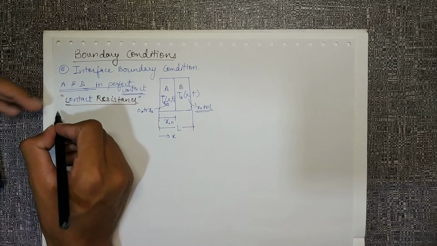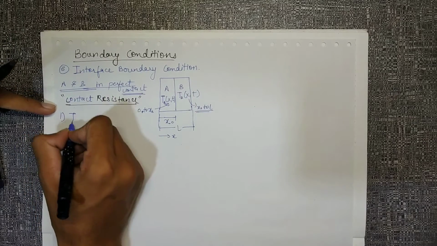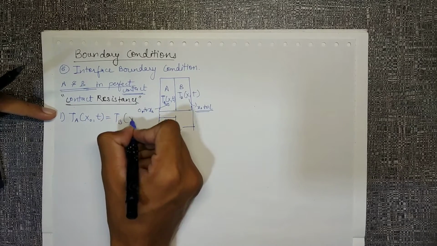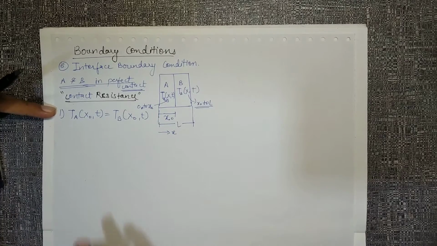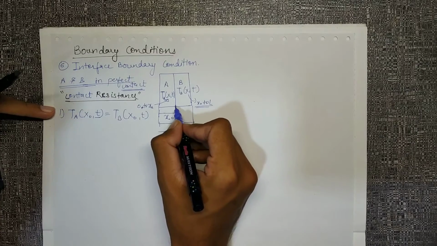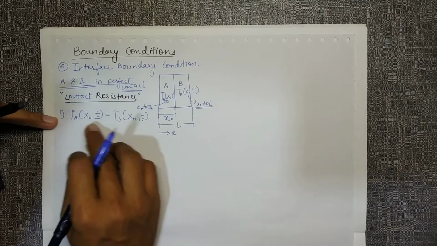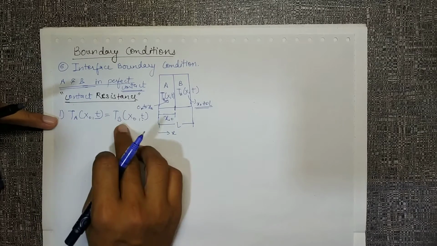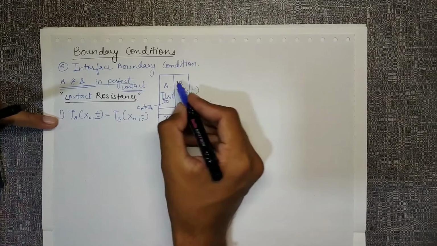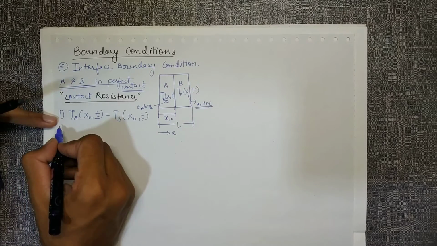So the interface boundary condition involves the first condition, which will be TA at location x naught comma t equal to TB at location x naught comma t. What does this mean? For wall A at location x naught at any time t, and for wall B at location x naught at any time t, at all times t, the temperature of wall A and temperature of wall B will be equal. So the area of contact of both bodies should have the same temperature. That's what I have written mathematically over here.